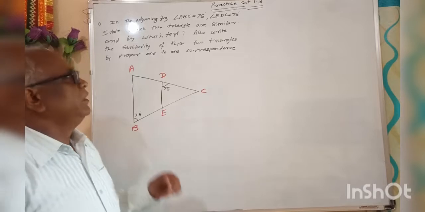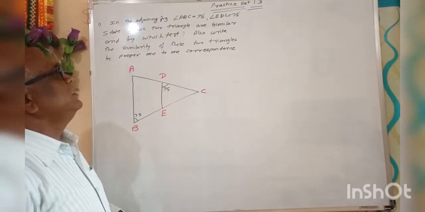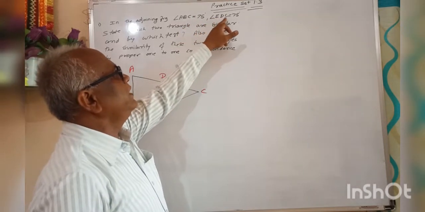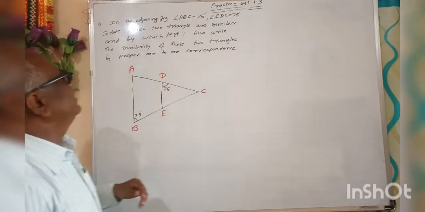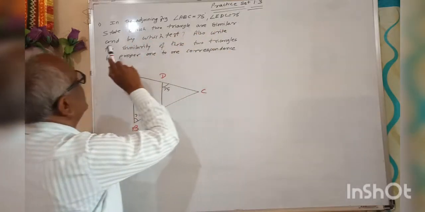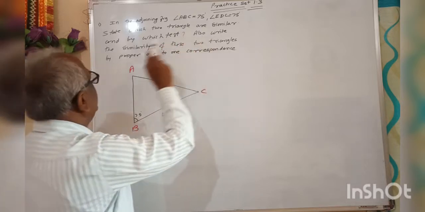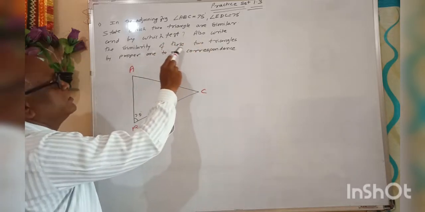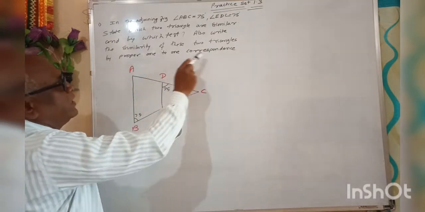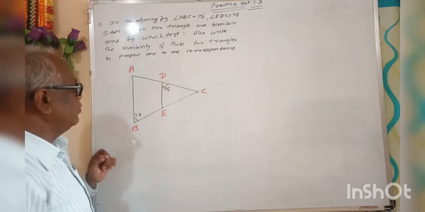Now, in the adjoining figure, angle ABC is equal to 75 degrees. Angle EDC is equal to 75 degrees. State which two triangles are similar and by which test. Also write the similarity of these two triangles by proper one-to-one correspondence. The figure is given here on the board.